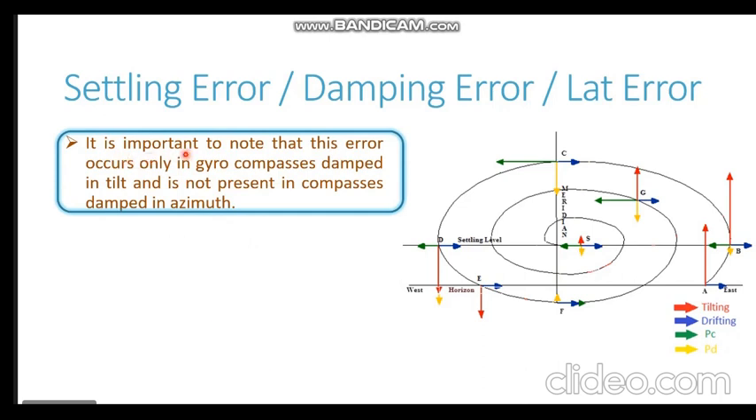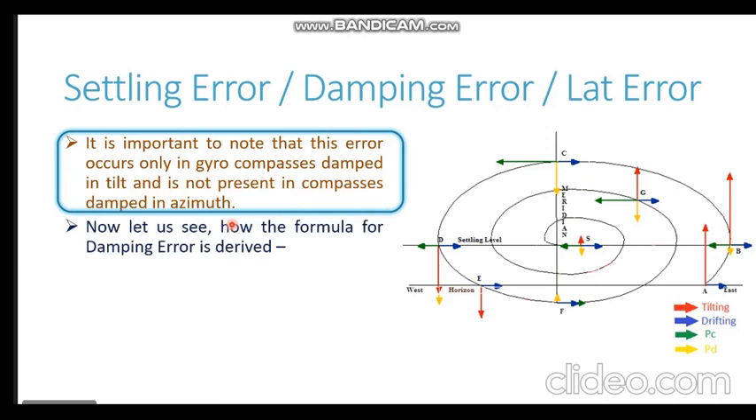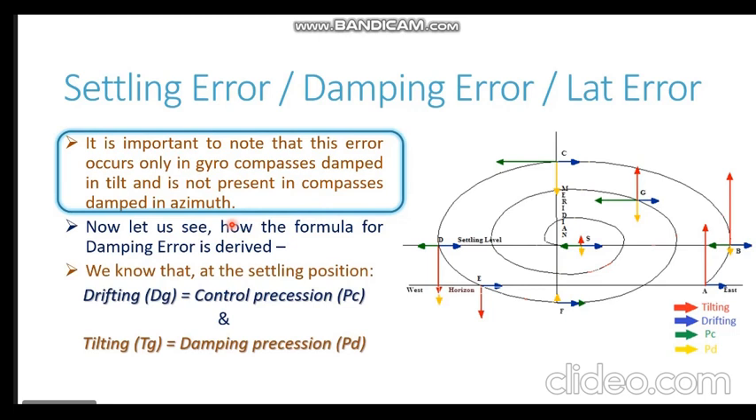Now, one important thing to understand and keep in mind is that this particular error, that is the settling error or damping error or latitude error, occurs only in the gyro compasses which are damped in tilt. We had seen that there are two types of damping which are possible: either the compass can be damped in tilt or the compass can be damped in azimuth. Now, this error is not present in compasses which are damped in azimuth. This is only present in the gyro compasses which are damped in tilt. Keep this in mind. This fact is used in the numerical sometimes.